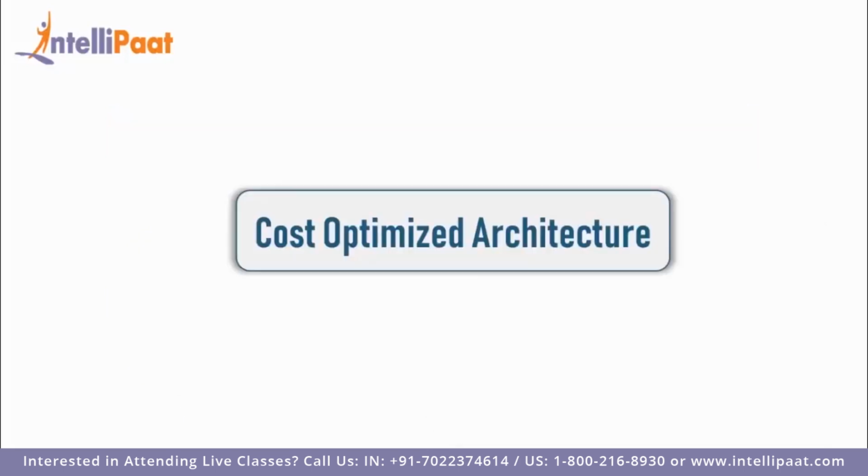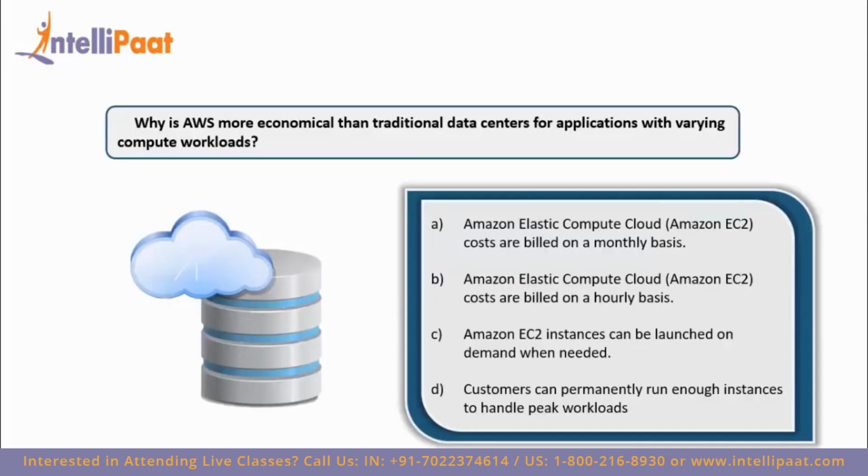All right. So our next domain deals with cost optimized architectures. So let's discuss these questions as well. So our first question is, why is AWS more economical than traditional data centers for applications with varying compute workloads? All right, so let's read out the options. So we have Amazon Elastic Compute costs are billed on a monthly basis.